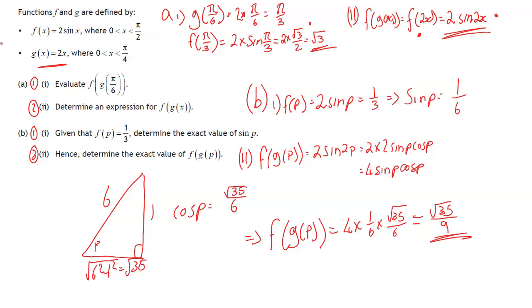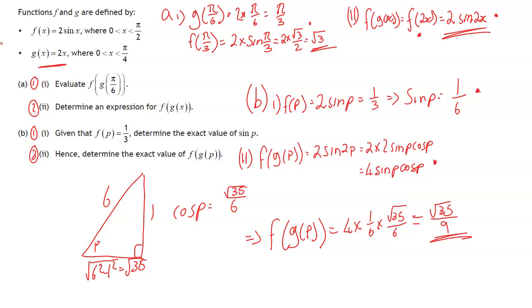So don't be fooled into thinking that if you write it, you have to write the other stages or you'll get it wrong. Nope. Then B part 1, given that f of p equals a third, exact value of sine p, well, again, that's pretty obvious. Sine p equals a sixth, that gives you your final answer. Hence, determining the exact value of f of g of p. You get 1 mark for realising what we talked about, and that's using the 4 sine p cos p.